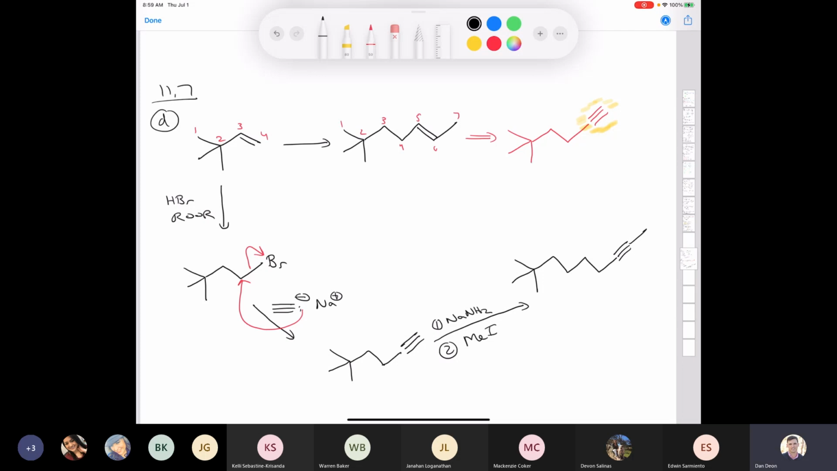No, I've added too many carbons. What did I do here? 2. I added an extra carbon here, didn't I? Oops. So let's try it again.